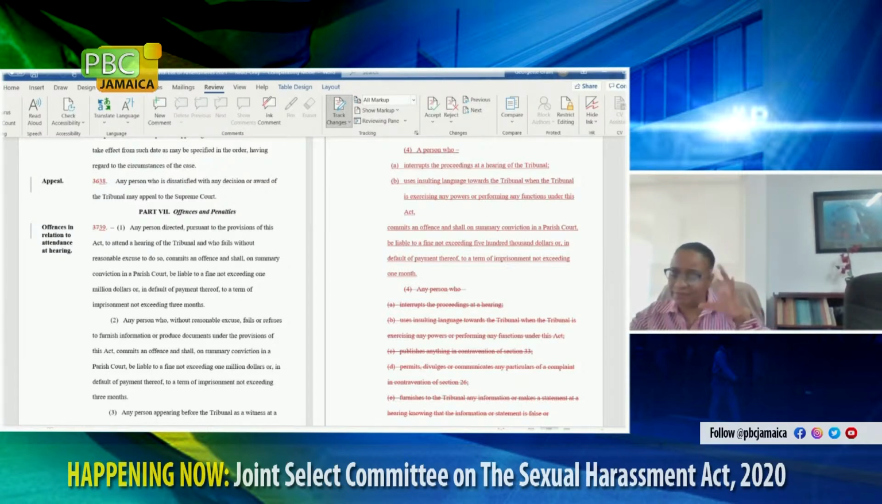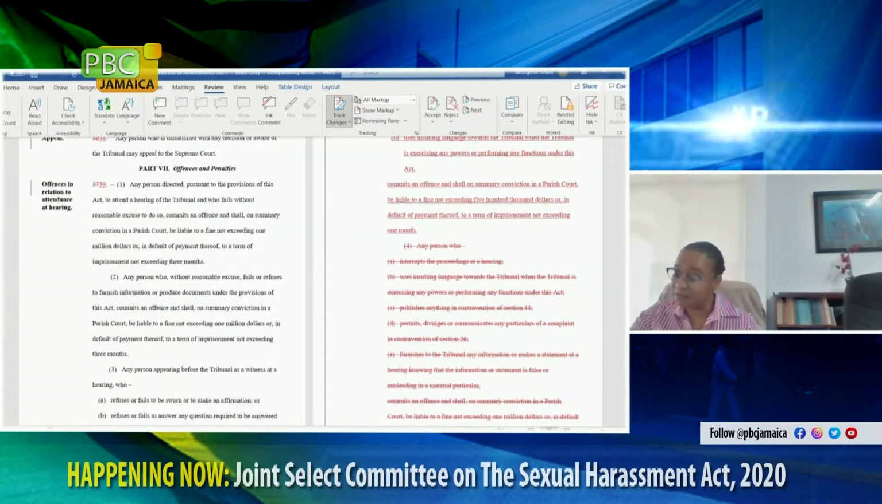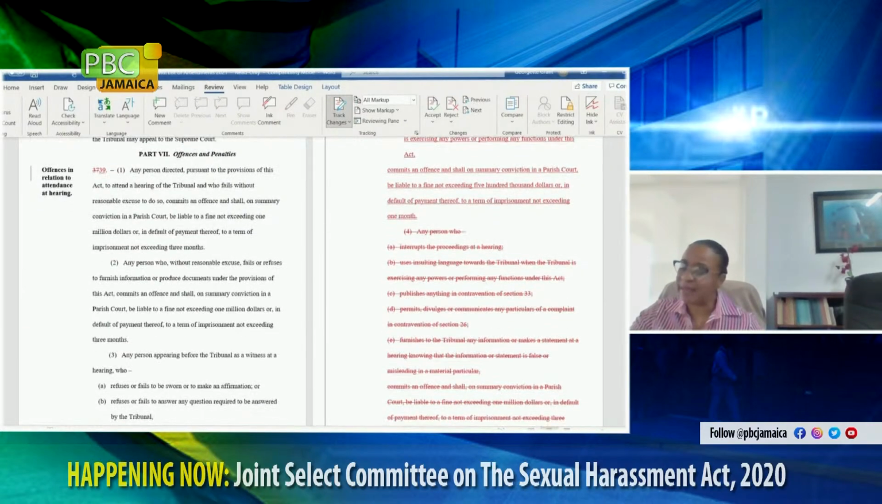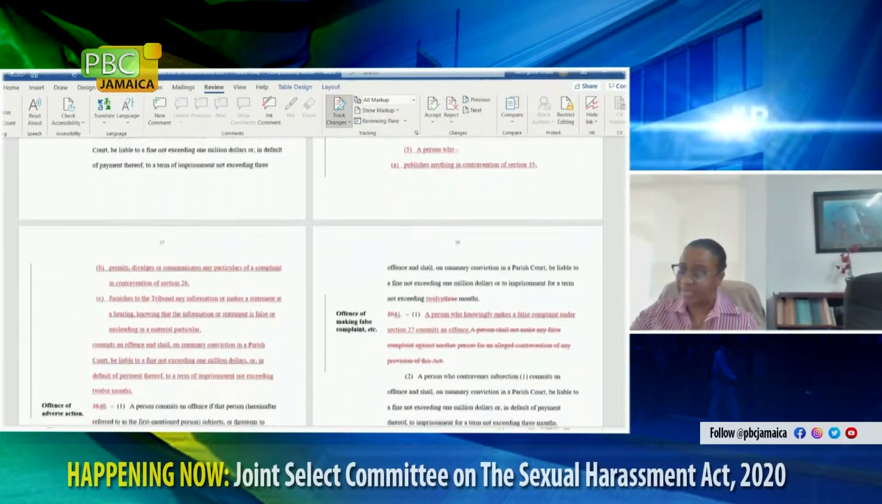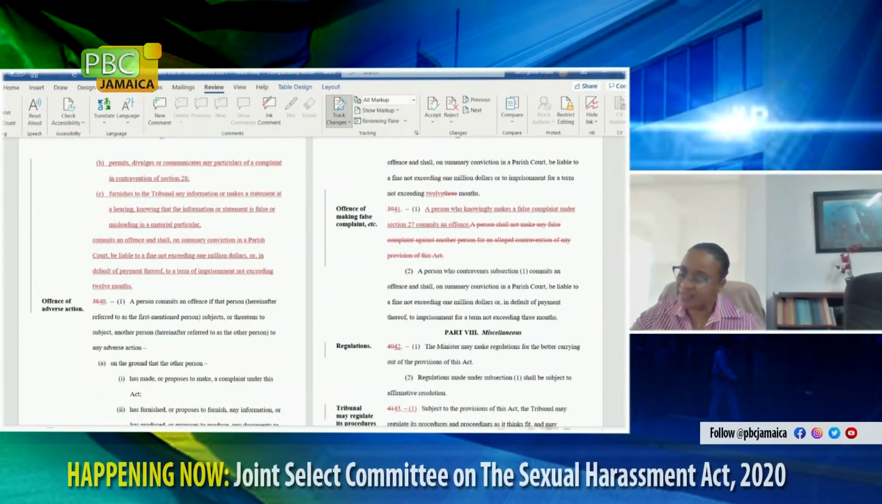And then because we had to tidy it a little and link some offenses because they had the same penalties, we inserted after subclause 4 a new subclause 5, which says a person who (a) publishes anything in contravention of section 35B, (b) permits, divulges, or communicates any particulars of a complaint in contravention of section 28, (c) furnishes to the tribunal any information or makes a statement at a hearing, knowing that the information or statement is false or misleading in a material particular, commits an offense and shall, on summary conviction in a parish court, be liable to a fine not exceeding $1 million or, in default of payment thereof, to a term of imprisonment not exceeding 12 months. If that is accepted, Chair, we can move on.